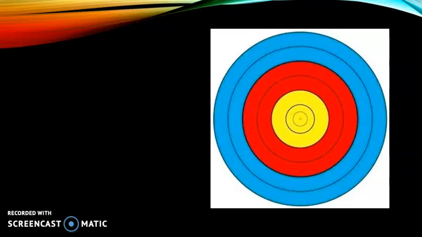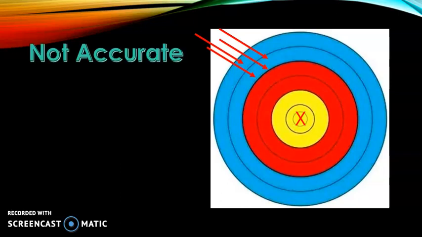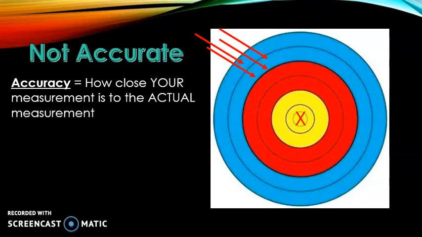Let's say that for one round of loosing arrows at a target, this is the pattern that we're able to achieve. Right away, you probably noticed that these 4 arrows landed pretty far away from where we hoped they would have landed in the bullseye. In this case, I would say that we are not super accurate. Accuracy in this case means how close your measurement is to the real measurement or to the real goal, how close your arrows are landing to that target.